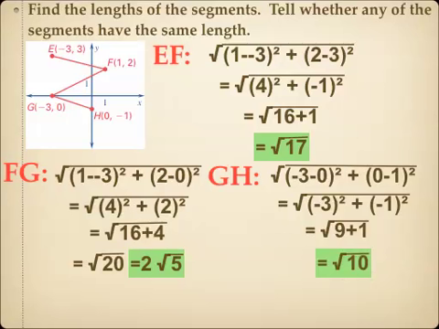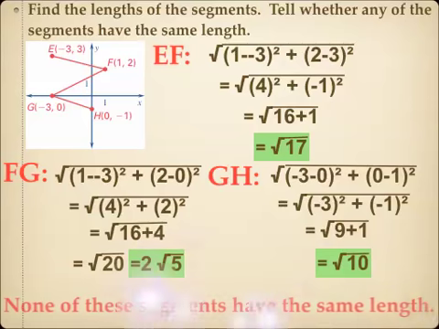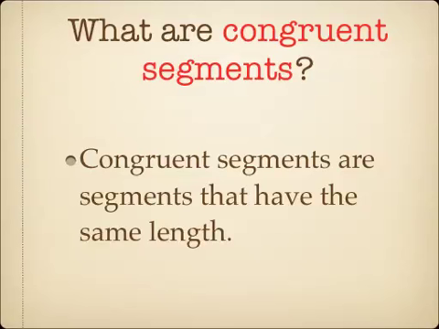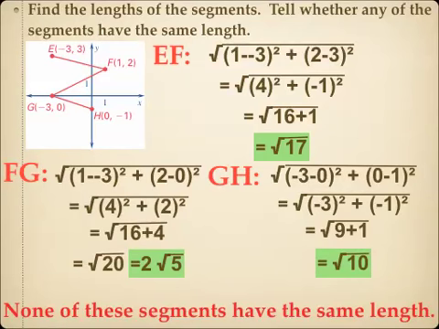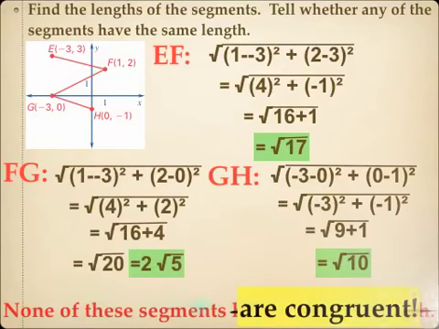I have not answered this question yet because it asks me to tell whether any of the segments have the same length. Well, the square root of 17, 2 square roots of 5, and the square root of 10, none of those are the same, so none of these segments have the same length. What are congruent segments? Congruent segments are segments that have the same length. So if we go back and look at our problem that we just solved, instead of saying none of these segments have the same length, we can say none of these segments are congruent.